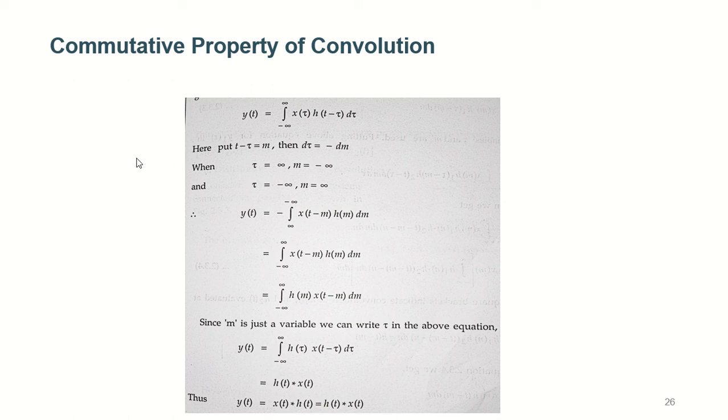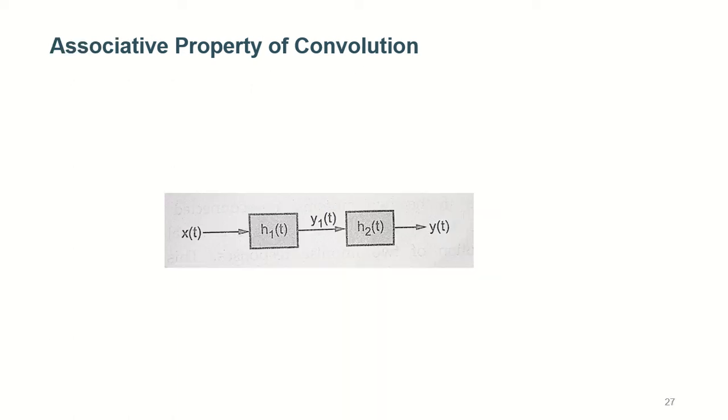Now let's move to the second property, which is called the associative property of convolution. Here let's first again consider a system. This time we will need two different systems. The input for the first system will be x of t, and the output of the first system will be y1 of t. The output of the first system will become the input for the second system, which is h2 of t, and the output of the second system will be y of t. Both systems are in cascaded connection, series connection.